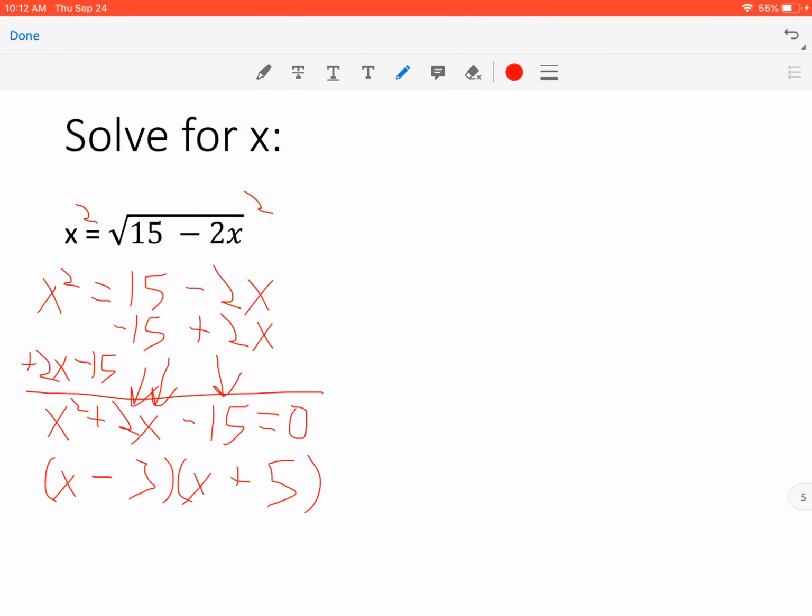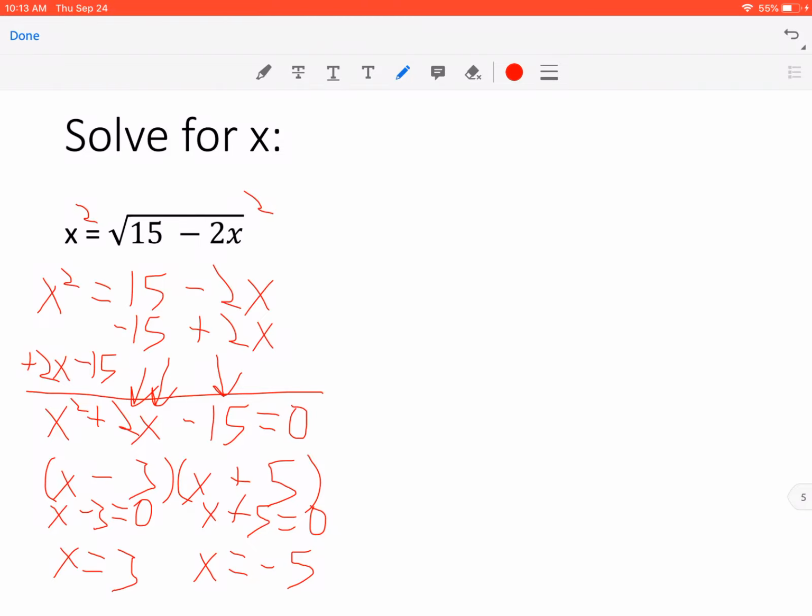But you're not done yet. You got to set them equal to 0. So x minus 3 equals 0. That's solving. Bring the 3 over. You get x equals 3. x plus 5 equals 0. Bring the 5 over. You get x equals negative 5. Let's see if both of these answers work.